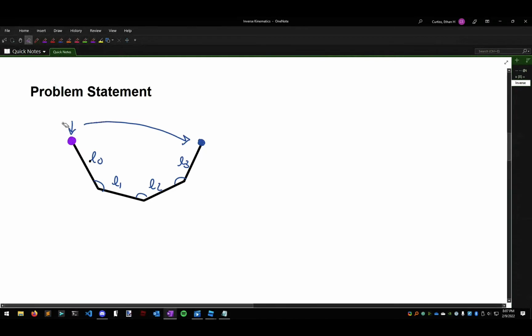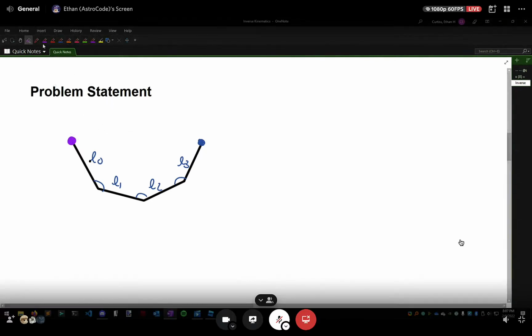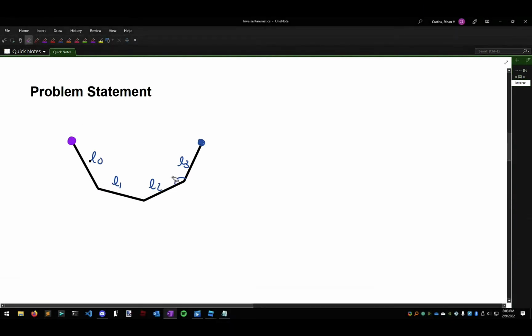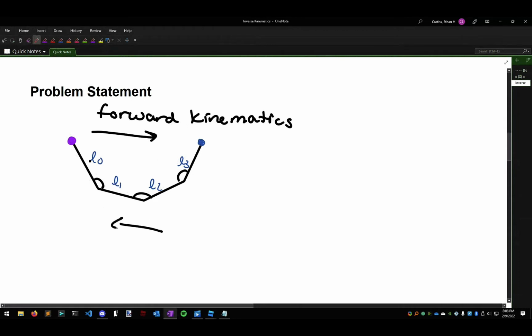But what we're concerned with is actually if you don't have these angles, but you do have the end of the arm, how do you determine the angles between the arms? So if we go in the forward direction, that's called forward kinematics. This is trying to find where the hand is placed. But if we go in the backwards direction, that's called inverse kinematics. So we have the shoulder, we have the arm lengths, and we have the hand, and we need to determine how we want to place the arms.